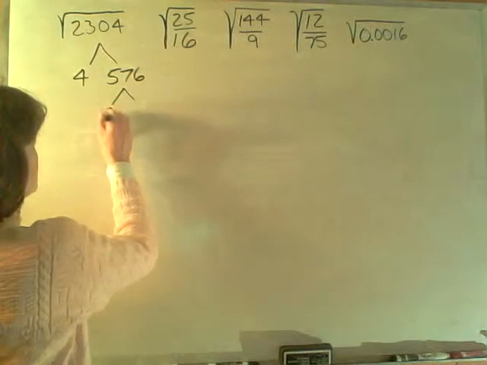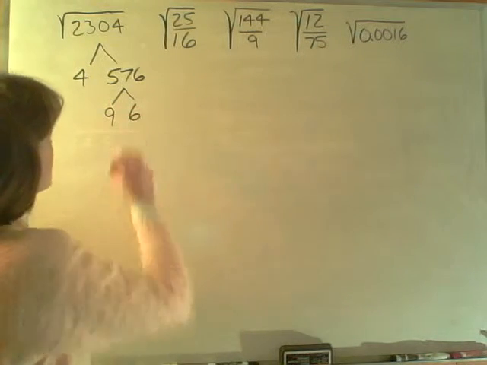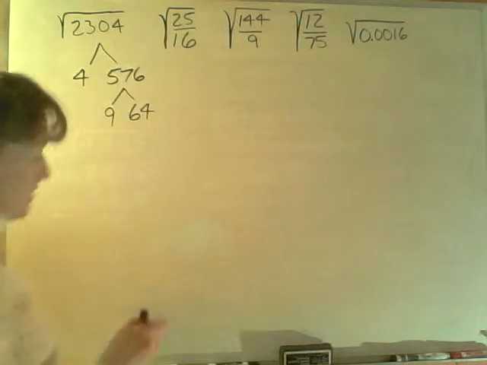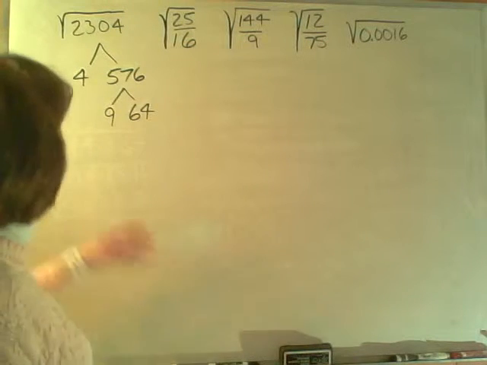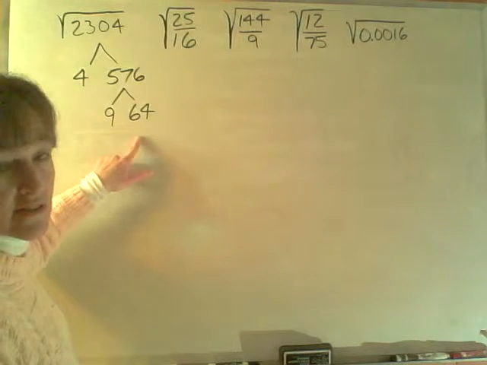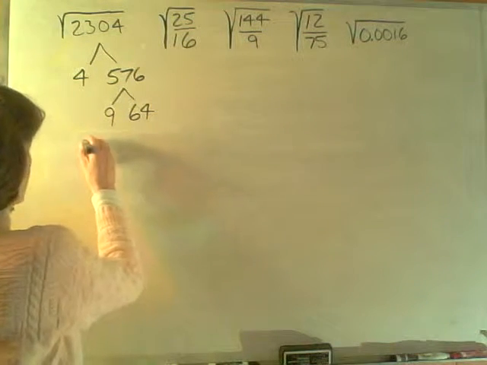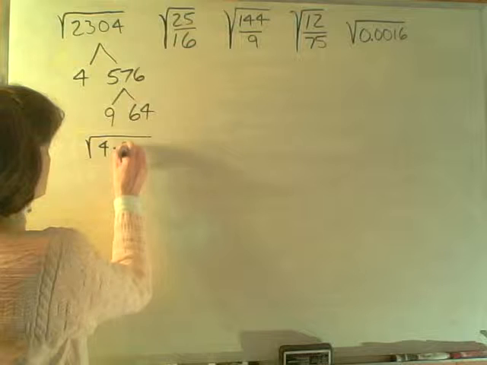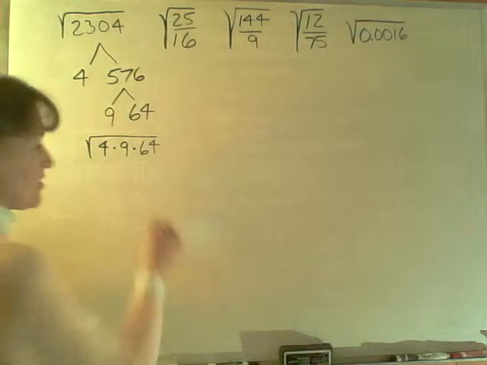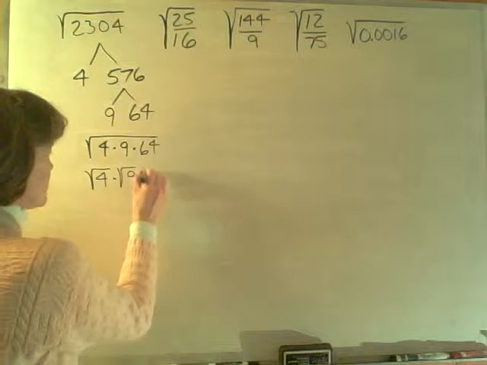So I'm going to divide 576 by 9. Now, 9 goes into 57 6 times, which is 54, and we have 3 left over, and then 9 goes into 36 4 times. Now, I can keep going if I want to, but I really don't need to because I recognize that 4 is a perfect square, 9 is a perfect square, and 64 is a perfect square. So I can rewrite the square root of 2,304 as the square root of 4 times 9 times 64. All right, well, this is the same thing as saying the square root of 4 times the square root of 9 times the square root of 64.